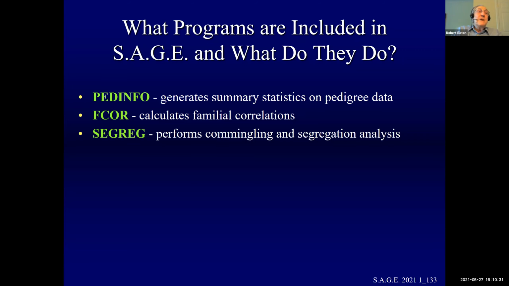Segreg performs commingling and segregation analysis. Commingling just asks, do you have 2 or 3 distributions? And if you do, you may ask, do they segregate in a Mendelian fashion? That's Segreg.